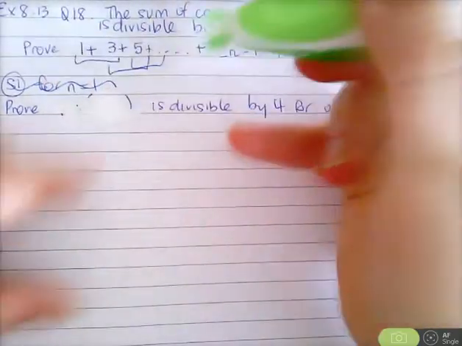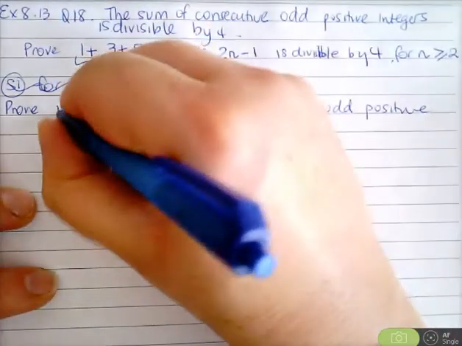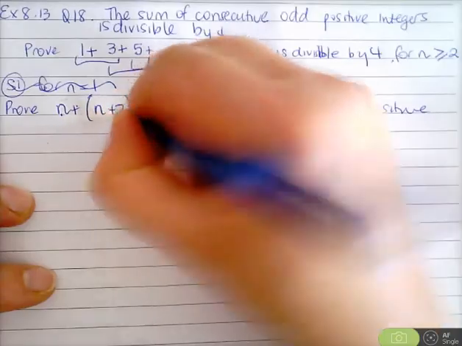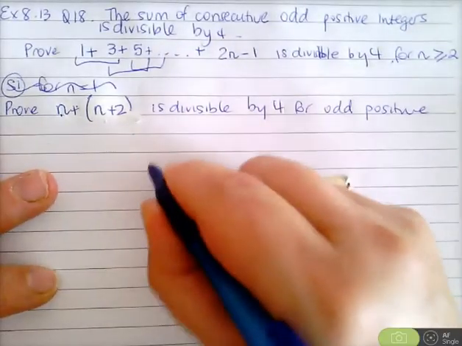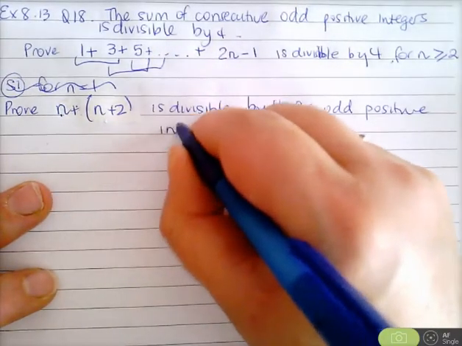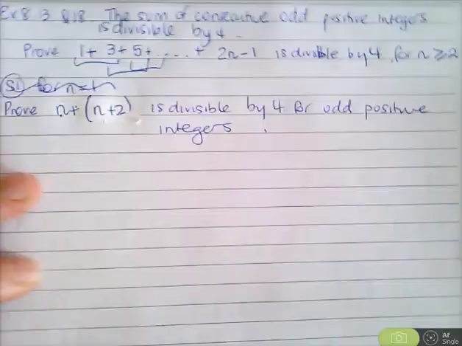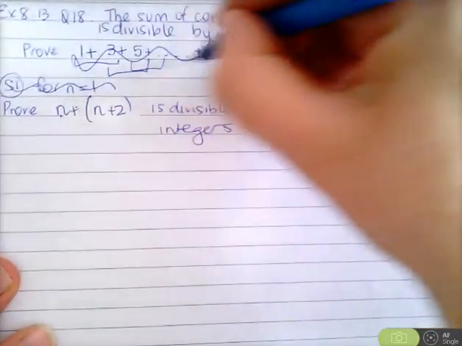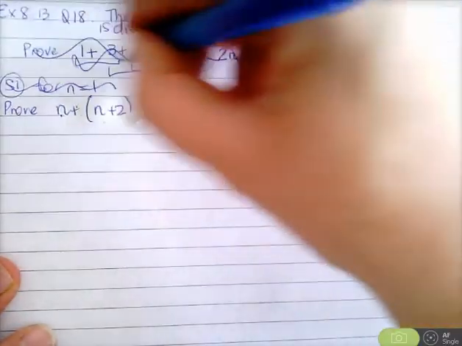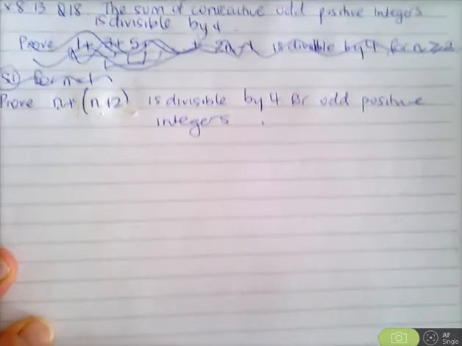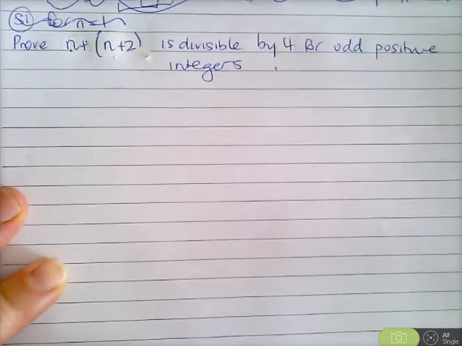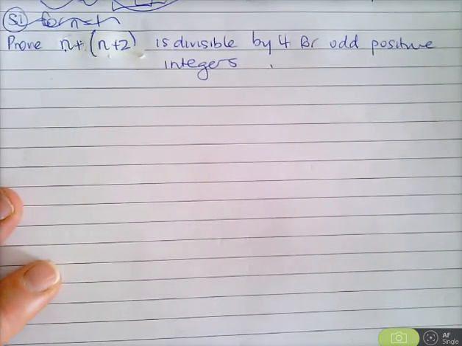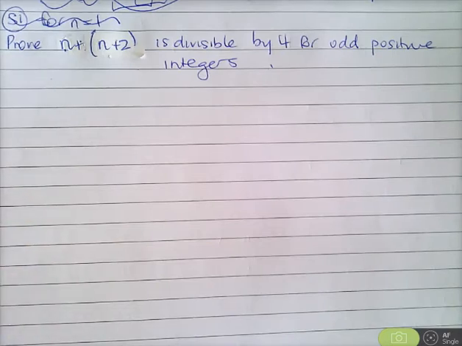Okay, so a misinterpretation there. So prove that n plus (n plus 2) is divisible by 4 for odd positive integers. Okay, that's what our question will be, not that. But good try. All right, so let's start. It helps if you know what you start with. So prove that n plus (n plus 2) is divisible by 4 for odd positive integers.